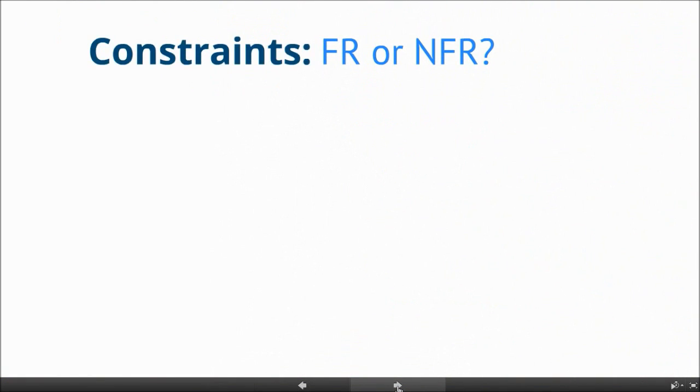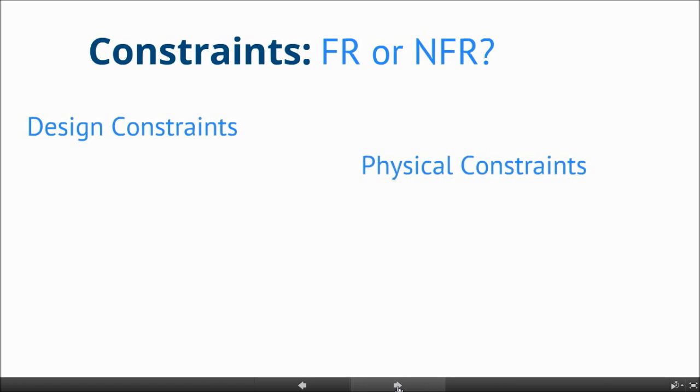All right, so what do these constraints look like? Now, they are non-functional requirements, but sometimes they will look like functional requirements. We've already been through this. You know that what's most important is that you capture them. But constraints can look like constraints on the design. They can be constraints on the physical piece of it.